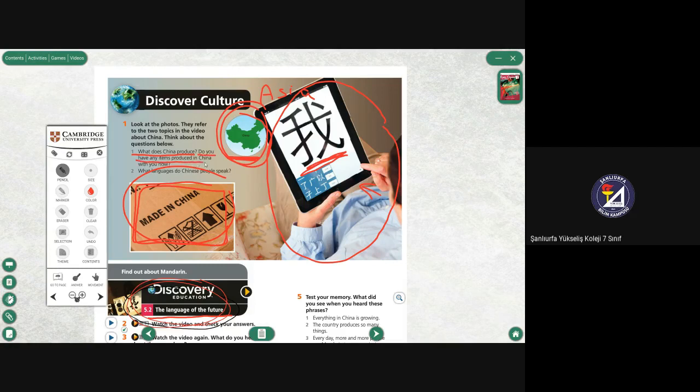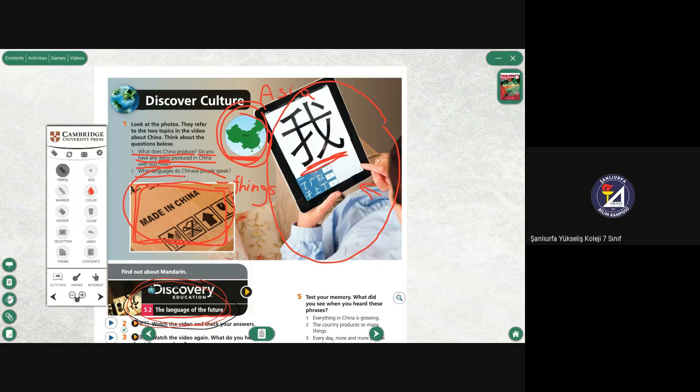Do you have any items produced in China with you now? What's the meaning of items? Items is things. So items is synonym, eş anlamlı, with things. So, do you have any items produced in China with you now? Yes, I'm waiting for your answer. Try to speak English. Try to answer these questions. Very good. So we can say, yes, my jacket is produced in China, or my watch is produced in China, or my mobile phone is produced in China. Well, let's have a look at the other question.